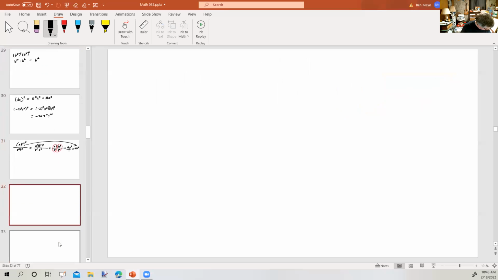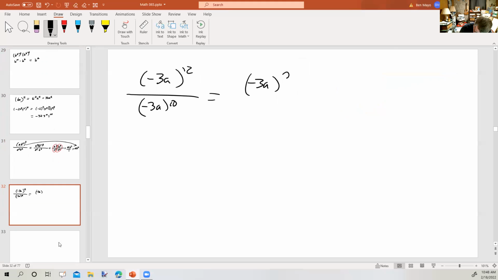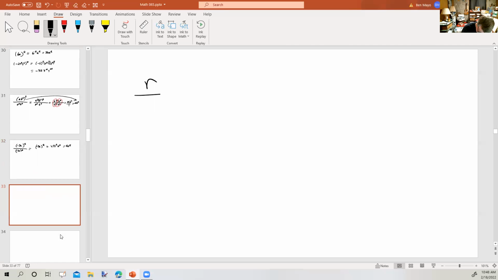How about this situation? We have negative 3a to the 12th power over negative 3a to the 10th power, which is negative 3a squared, which is negative 3 squared a squared, which is 9a squared. Okay, let's see here. R over s to the 4th power is r to the 4th power over s to the 4th power.